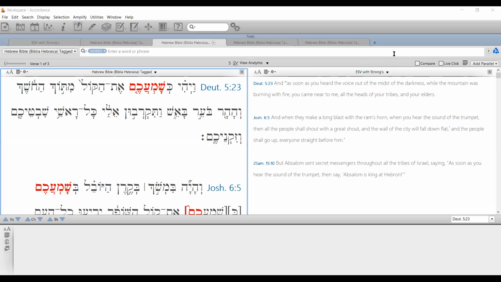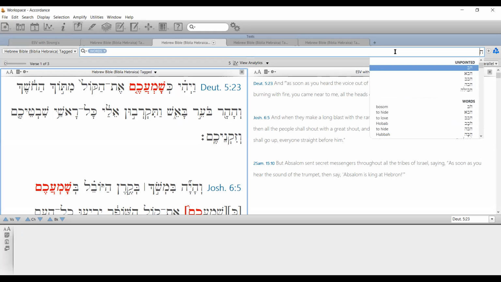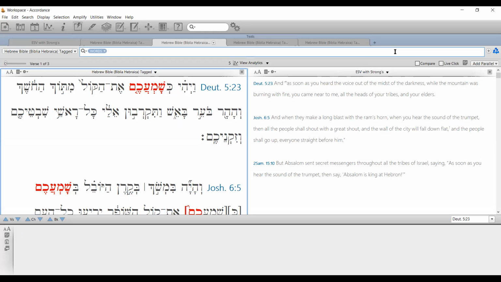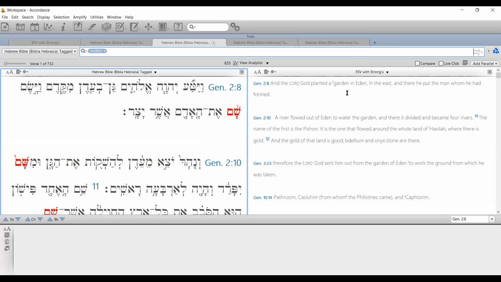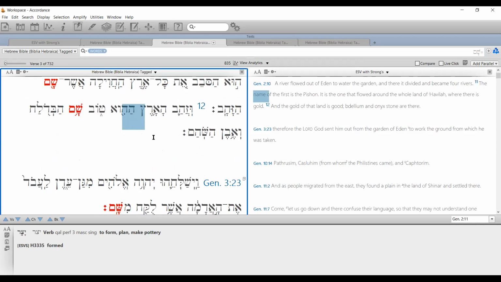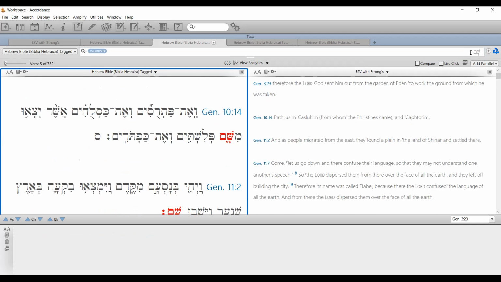Okay, so now let us continue. So it was just a very simple search. Let us try, for example, if I want to try the words where the first letters are Shin and Mem, and the next one could be anyone. It is a wild card, as it is called. No, it's not like this.